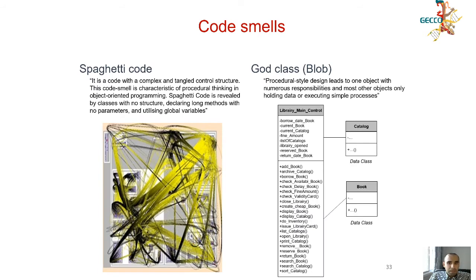As a typical example of code smells or anti-patterns, there is the spaghetti code, which is complex code that is tangled with control structures.